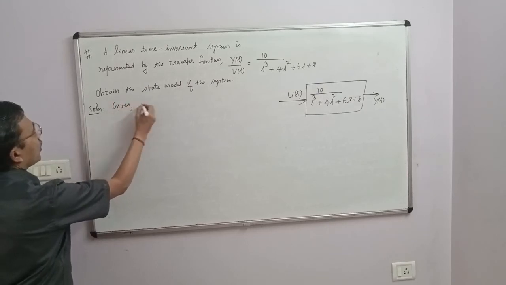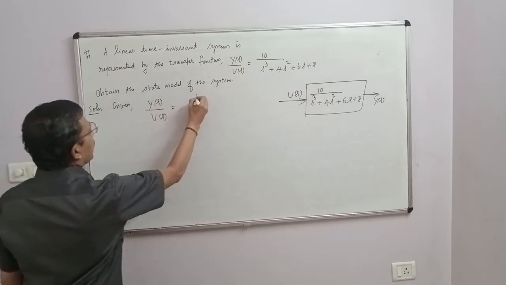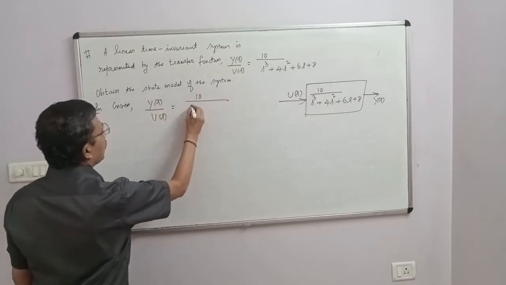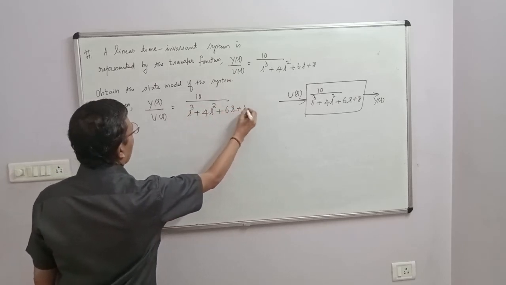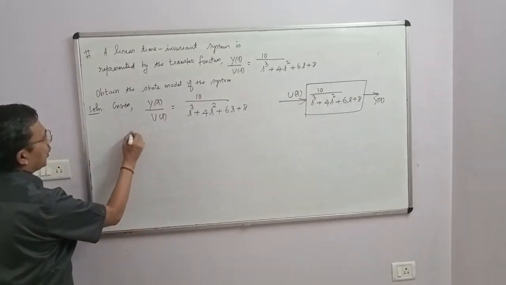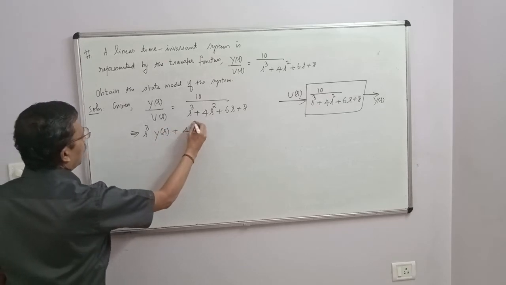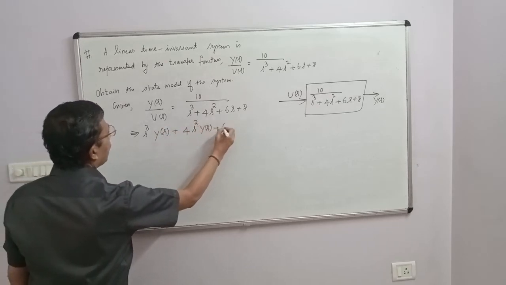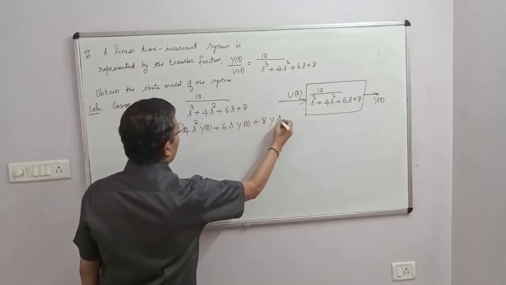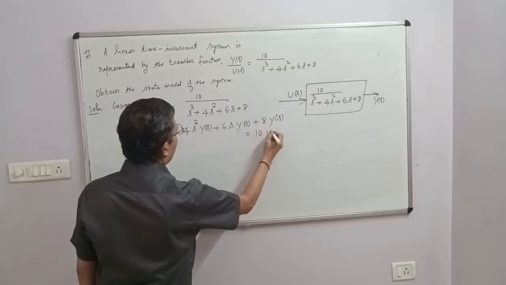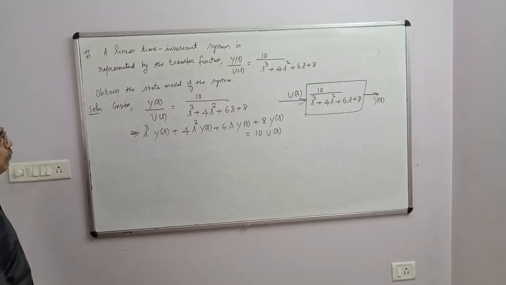Given y of s divided by u of s is equal to 10 divided by s cube plus 4s square plus 6s plus 8. Cross multiply. If you cross multiply, you get s cube into y of s plus 4s square into y of s plus 6s into y of s plus 8y of s is equal to 10 into u of s. This is what we get when we cross multiply.